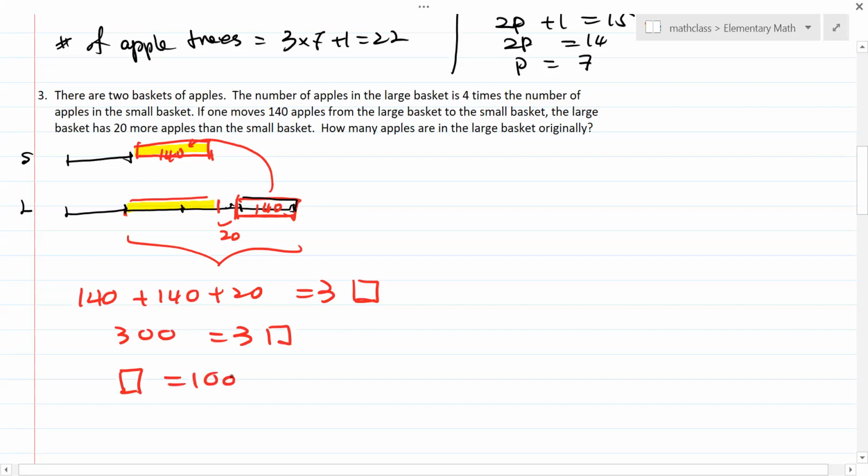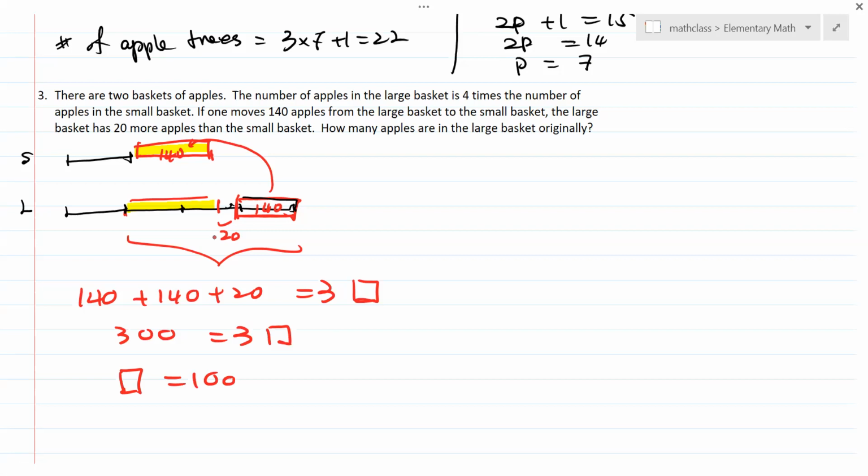So if you figured out that, then you can figure out the number of apples in the larger basket. In the larger one, how many of that, right? Just one section is 100, so it's 400. So there are 400 apples in the larger basket. Okay, let me repeat again. So how many of you get the answers? 400.